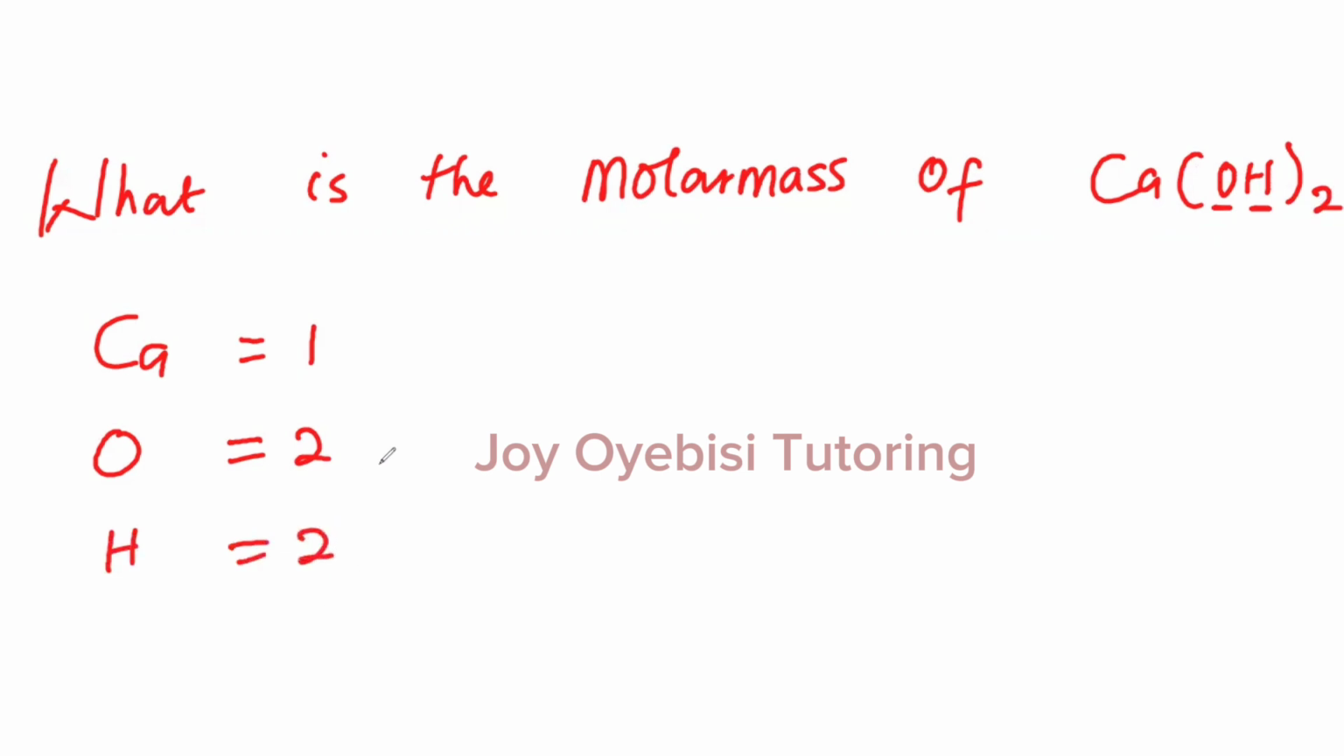Now go ahead and multiply each of the elements by their atomic masses. So calcium has 40.08 as its atomic mass, oxygen is 16.00, and hydrogen is 1.008.